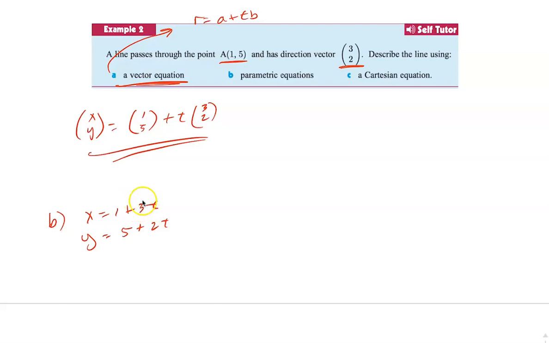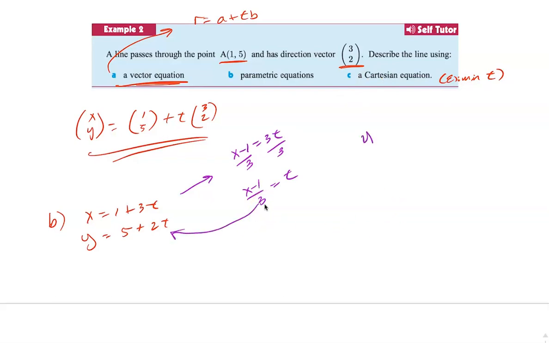Done. Now to find a Cartesian equation, you have to turn this into one. It's not the worst thing in the world, but it's not as simple as those two. All we have to do is eliminate the t. How do you do that? All we're going to do is solve for t and plug into the other one. It doesn't really matter which. Let's solve for t here. I get x minus 1 equals 3t. Divide by 3, so (x minus 1) over 3 equals t. So I found what my t equals, and I'm going to plug it into the t of the other equation.